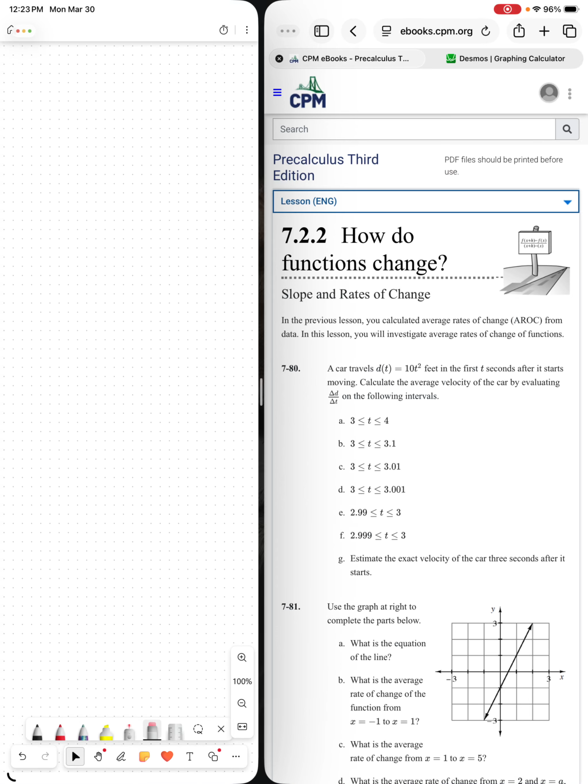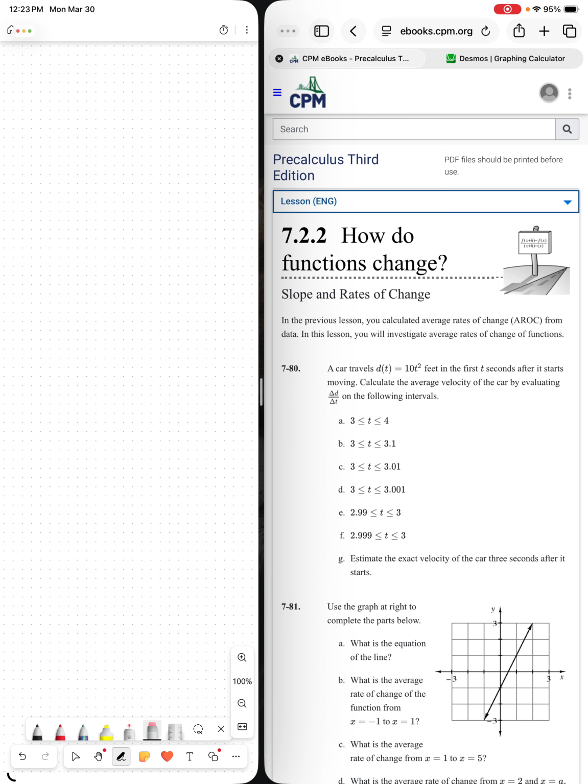7.22, how do functions change? In the previous lesson we did average rate of change. In this lesson we're going to investigate those average rates of change and their functions. A car travels at 10 t squared feet in the first t seconds after moving. Calculate the average velocity. They're giving us a time.